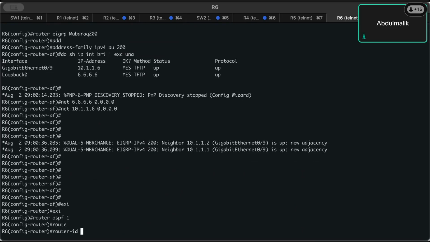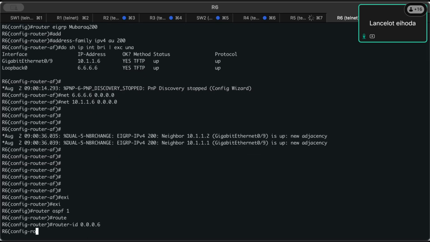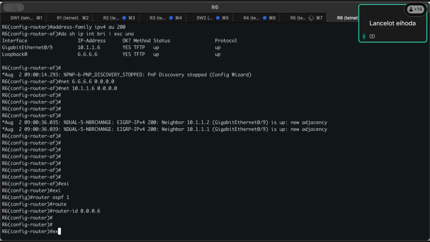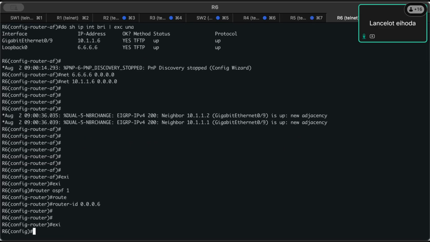The router ID, I will just do this, right? 0.0.0.6. Is that not what he said? I'm going to exit from the router's name. Yes, like 0.0.0 and the router's number. Which I have done, right?